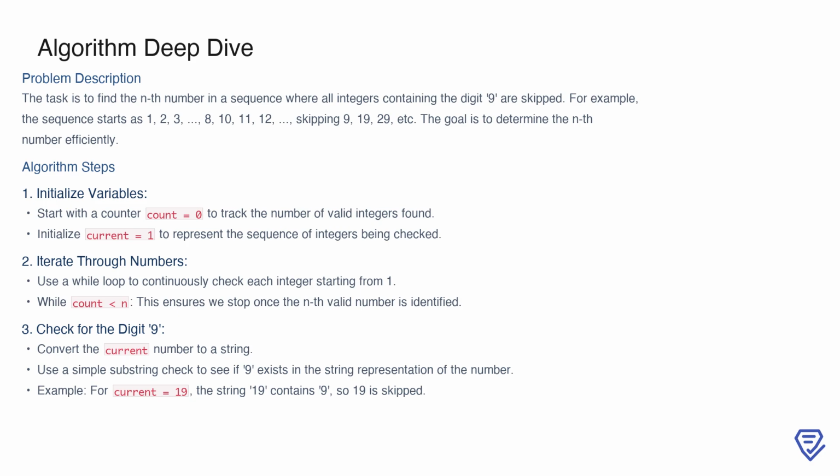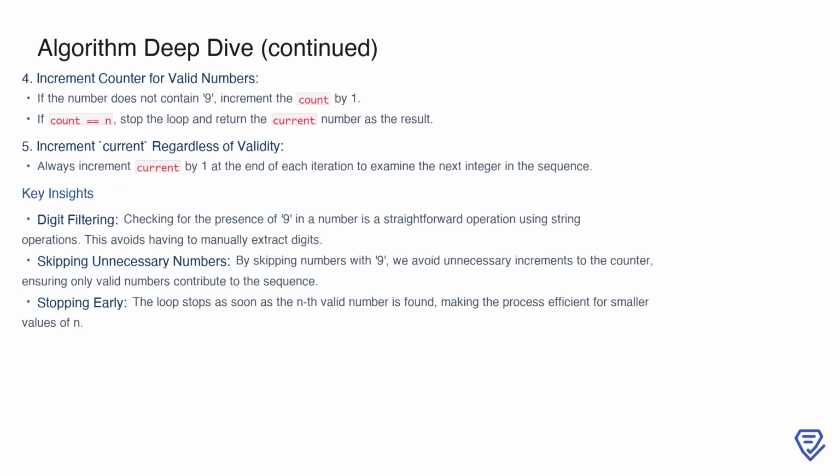To achieve this, we start by initializing two variables. Count is set to 0 to track how many valid numbers have been found, and current is initialized to 1, representing the number currently being checked. Then, we use a while loop to iterate through integers in sequence, stopping only when we identify the nth valid number. During each iteration, the algorithm converts the current number to a string and checks whether it contains the digit 9. If 9 is present, the number is skipped, as it is invalid in our sequence. If a number does not contain the digit 9, it is considered valid, and we increment the count variable by 1. Once count equals n, the algorithm terminates, and the current number is returned as the result.